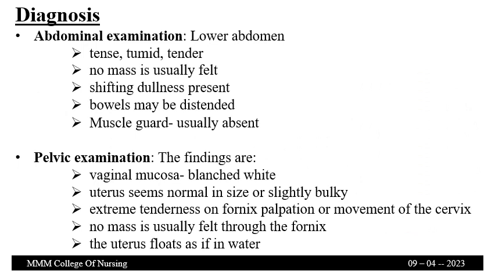So next is the diagnosis. The abdominal examination reveals the lower abdomen is tense, tumid, tender. No mass is usually felt. Shifting dullness present. Bowels may be distended. Muscle guard usually absent. In pelvic examination, the findings will be vaginal mucosa blanched white. Uterus seems normal in size or slightly bulky. Extreme tenderness on fornix palpation or movement of the cervix. No mass is felt through the fornix. The uterus floats as if in water.